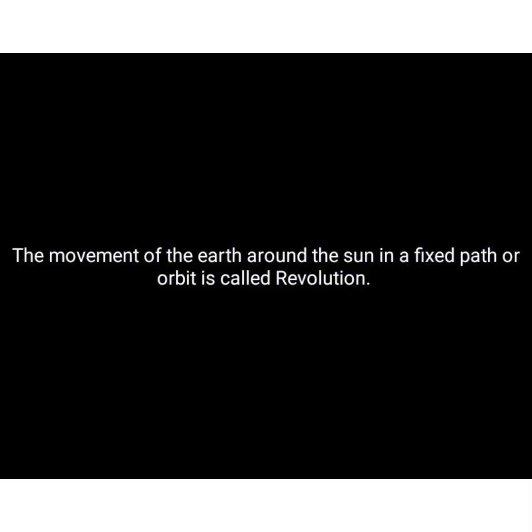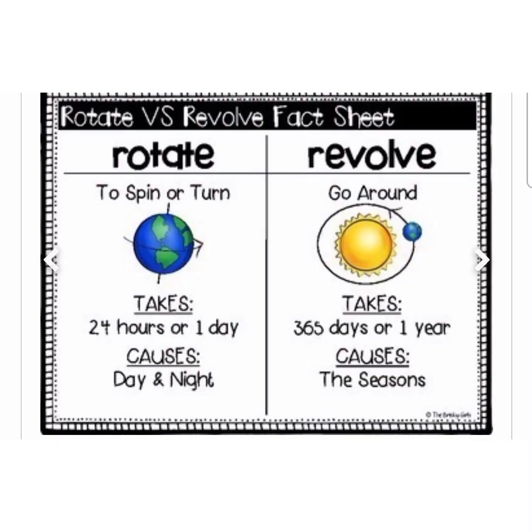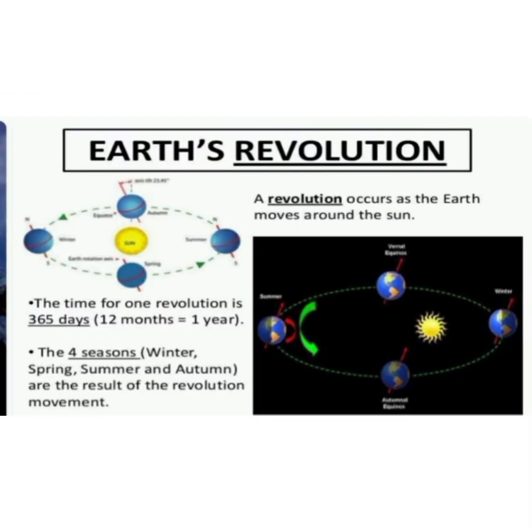Now let's see what is revolution. Revolution is the movement of earth around the sun in a fixed path or orbit. So rotation is the movement of earth on its own axis and revolution is the movement of earth around the sun in the fixed path.